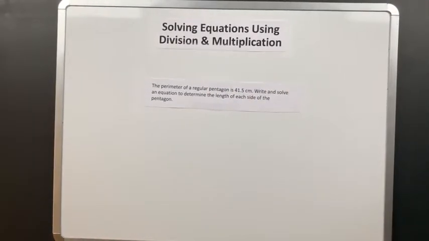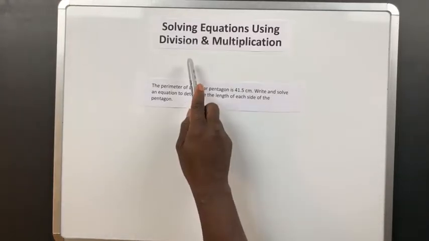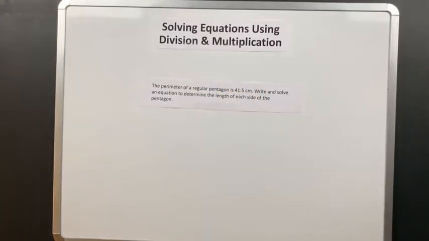Harrison. Today we're going to talk about solving equations using the division and multiplication properties of equality. Now, we have a word problem here, and we're going to go through the following steps of solving a word problem. First, we're going to read the word problem, and then we're going to read it a second time for understanding and pay attention to the information that's given.